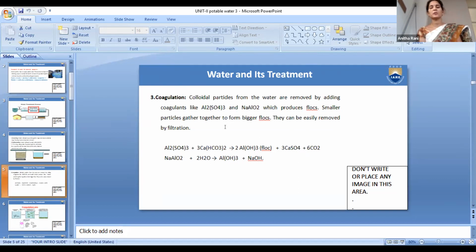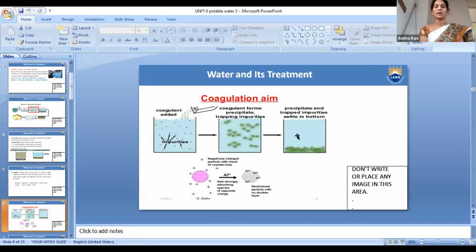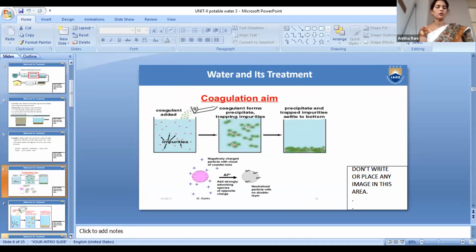What are the impurities present in water? The fine particles, for example, the negatively charged clay particles. So this floc will attract the negatively charged clay particles, and it will form a bigger floc, and this bigger floc will settle down at the bottom of the tank. After settling down at the bottom of the tank, the clear water we will take out with the help of the pumps. So this is about coagulation.